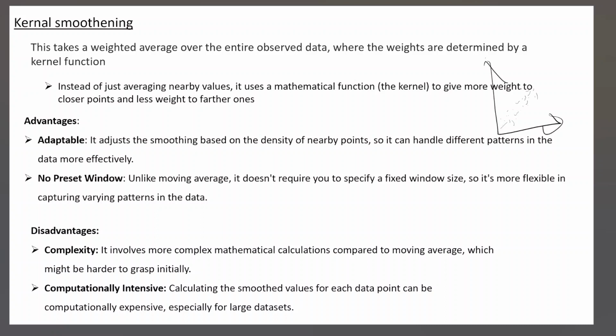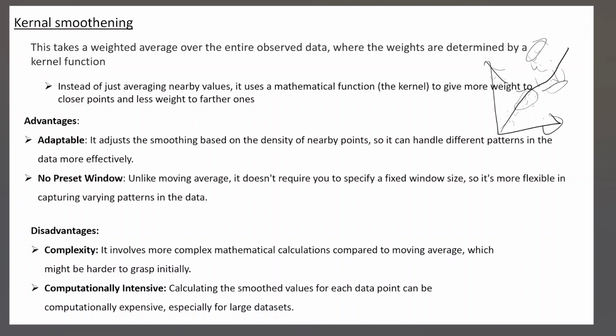more weight is given to the closer points, like the nearest ones, and the least weight is given to the farther ones. It provides the weights, and based on the weights it fits the curve. So what is the advantage over the previous technique? It is adaptable. It adjusts based on the density of nearby points, so it can handle different patterns.